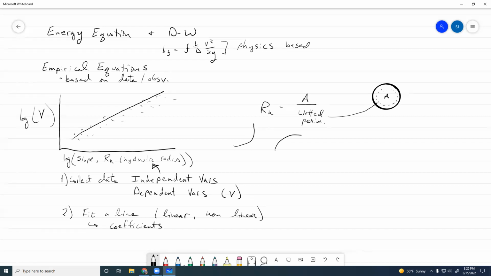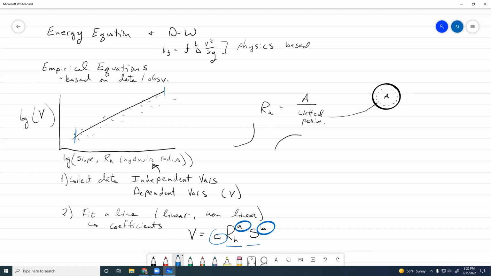So in the case of... there's one equation that, I don't know if we'll use it in class, but it looks like this. V is equal to some coefficients, hydraulic radius to the A, and then slope to the B. And so these are our coefficients right here that we would calculate from a regression type of statistical analysis. Once we have these coefficients, then all we need to do is calculate our pipe property, our slope, and then we can estimate velocity based on this equation.